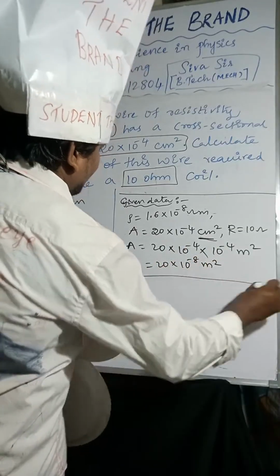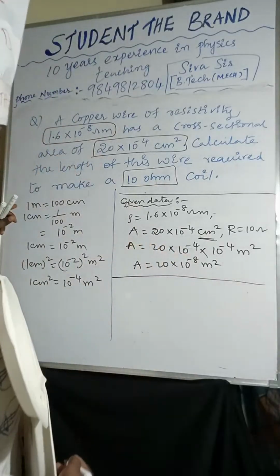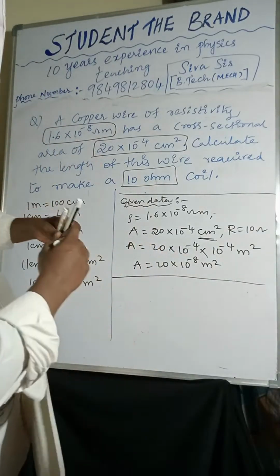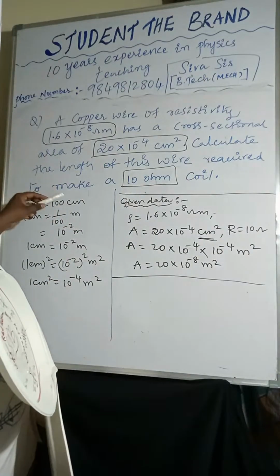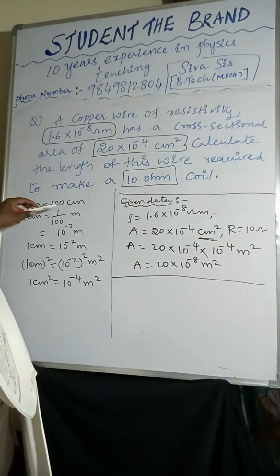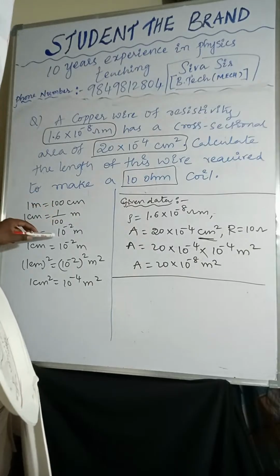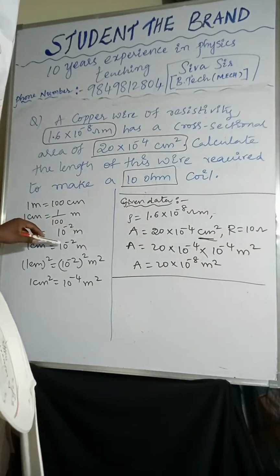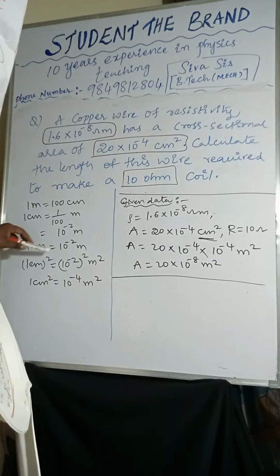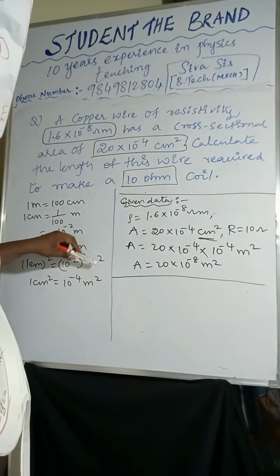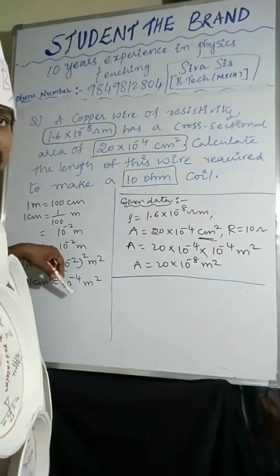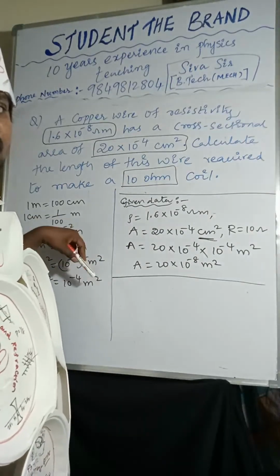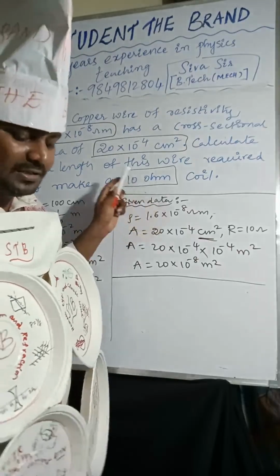This conversion is very important. Check once. 1 meter equal to 100 centimeter. 1 centimeter equal to 1 by 100 meter, 10 power minus 2 meter. So centimeter square equal 10 power minus 2 whole square, that is meter square. 1 centimeter square equal 10 power minus 4 meter square. Very important, this conversion.